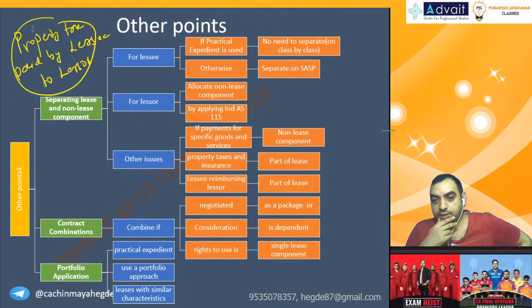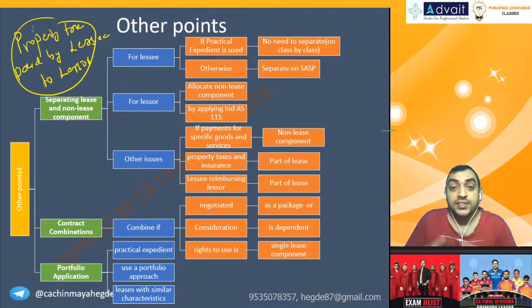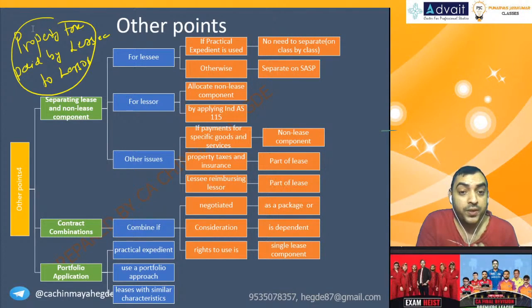Lease component. Lease. Good, all of you are right. Lease component, because the lessee is not receiving any distinct service by paying property tax. Why do you pay property tax? Because you are having the property. You are not receiving any distinct service.